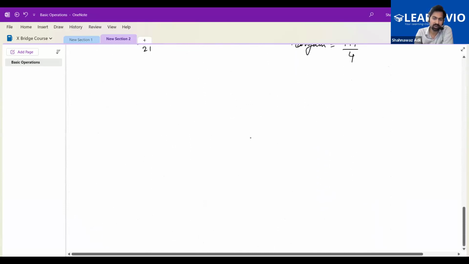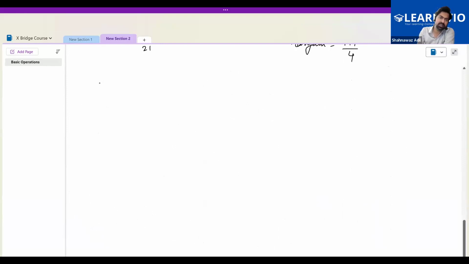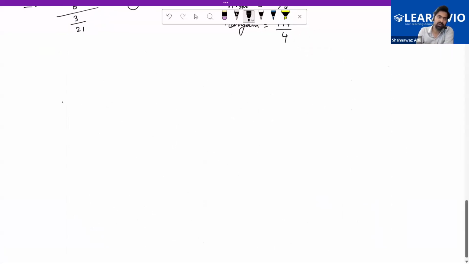Now let us move on. Linear equations in two variables. So the first thing is, what is an equation? What is an equation?